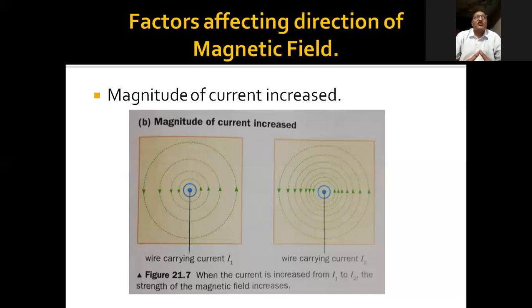So from here we conclude one thing: if the amount of current flowing in the conductor is smaller, the magnetic field produced around it will be weaker. When you increase the amount of current flowing through the conductor, the magnetic field produced around it will be stronger. So that's the relationship between the amount of current flowing through a conductor and the strength of the magnetic field around that conductor. The larger the amount of current, the stronger the magnetic field.